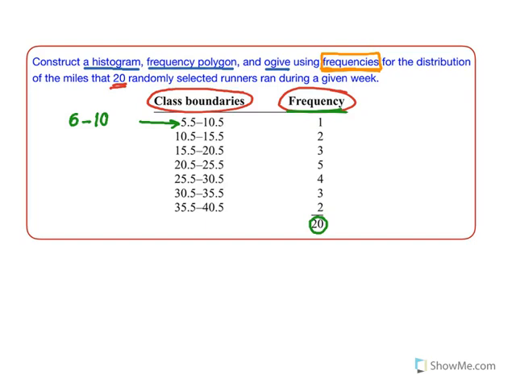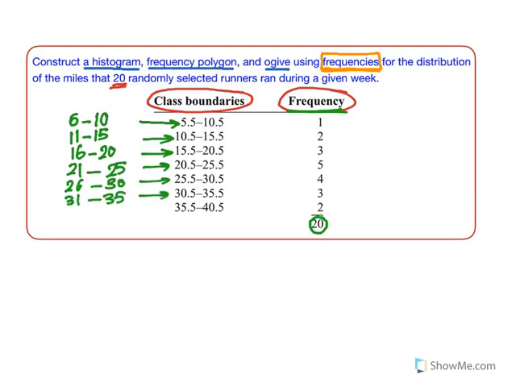So let's just quickly do it. This would be from 11 to 15. And this would be from 16 to 20. And then this is 21 to 25. And this one is 26 to 30. This one would be 31 to 35. And this would be 36 to 40. This is not something that's asked of you, but just to remind you, that's how you find class boundaries for classes. So let us start with the histogram.